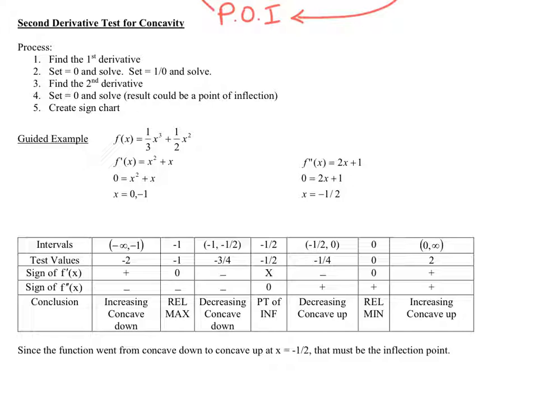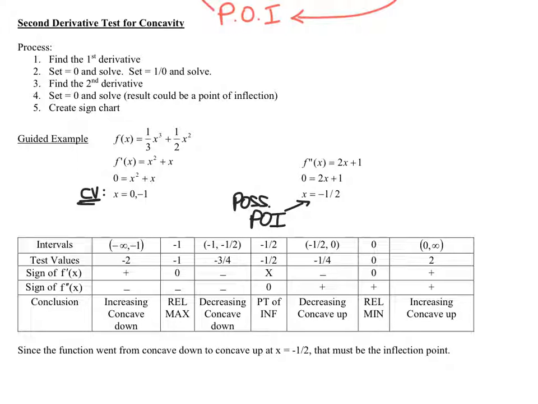All right, so my derivative, set it equal to 0, solve, we get these numbers. Second derivative, set it equal to 0, solve, I get that number. These numbers, the first two values, are our critical values. I didn't set it equal to 1 over 0 because it wasn't relevant. So these are my critical values, and this is my possible point of inflection.